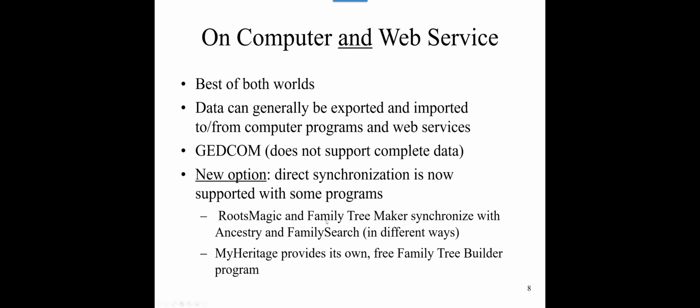RootsMagic, my favorite, and Family Tree Maker, my second favorite, synchronize with both Ancestry and FamilySearch trees. They do it in different ways. I won't go into that now. You can ask me if you're curious about it in the Q&A, but that's part of the reason why I have both of these programs. You'll see later they're cheap enough that if you're seriously interested in genealogy, the cost of the software is absolutely negligible. MyHeritage is one step better: if you have their service, they offer a free program called Family Tree Builder, which synchronizes with the data that's on MyHeritage.